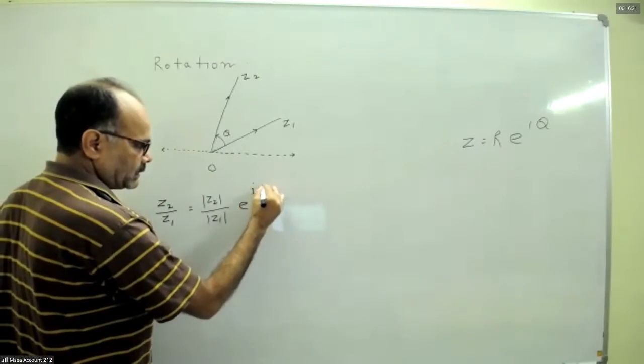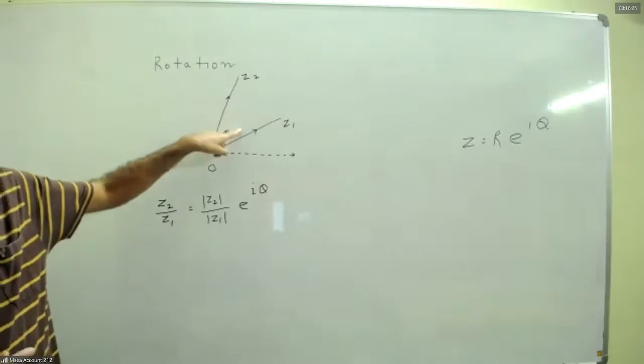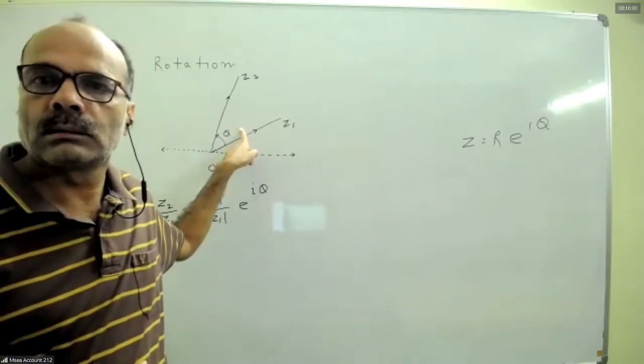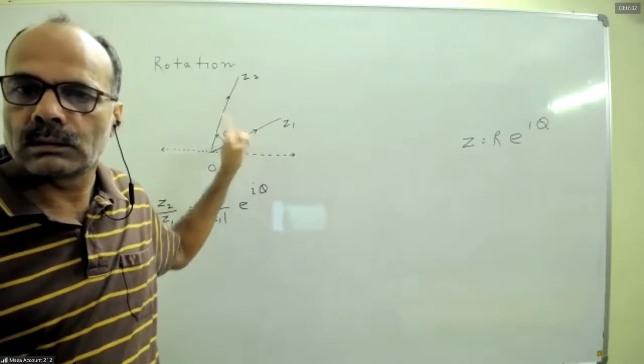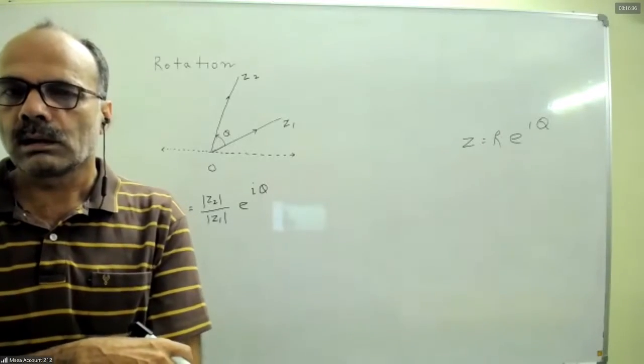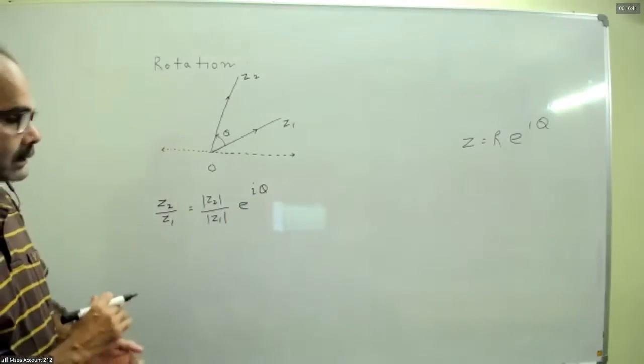In this case, can I write it as e to the power I theta? Yes, sir. We are dealing with this case. So in this case, we can write it as e to the power I theta. So Z2 by Z1 can be written as mod of Z2 by mod of Z1 into e to the power I theta. Okay.